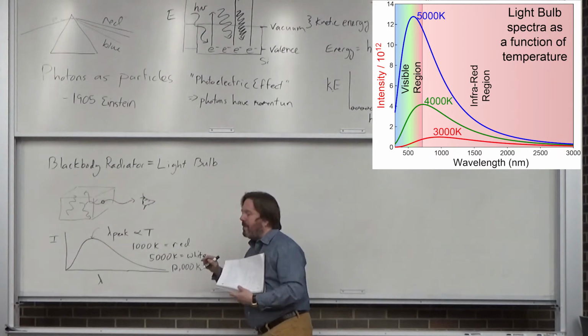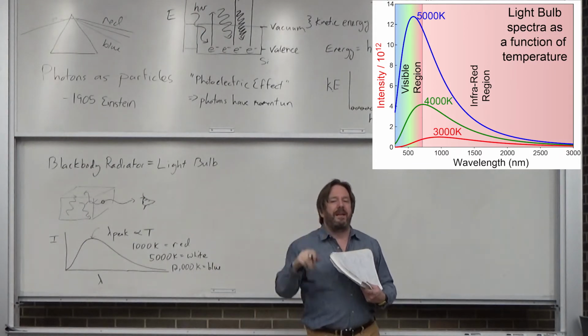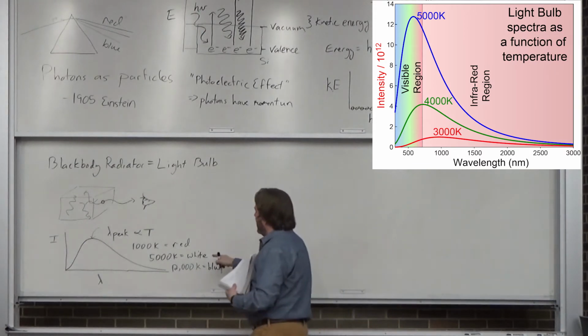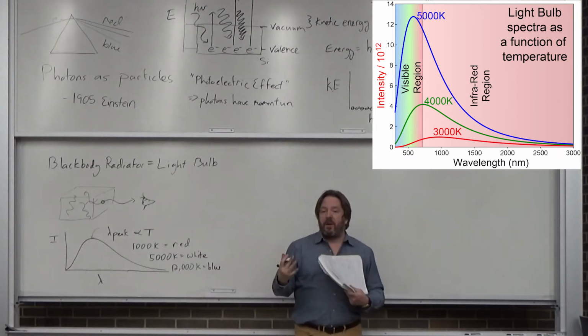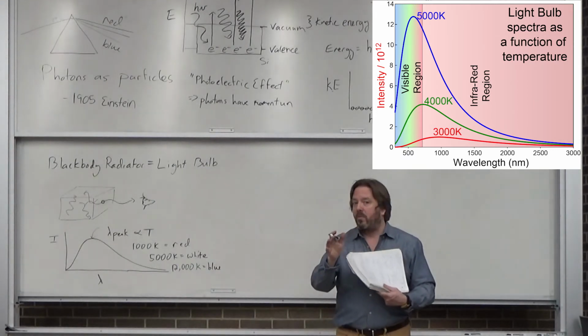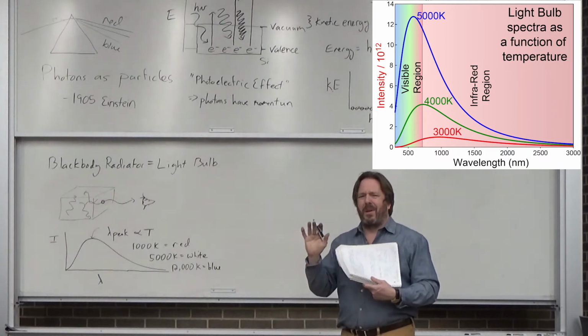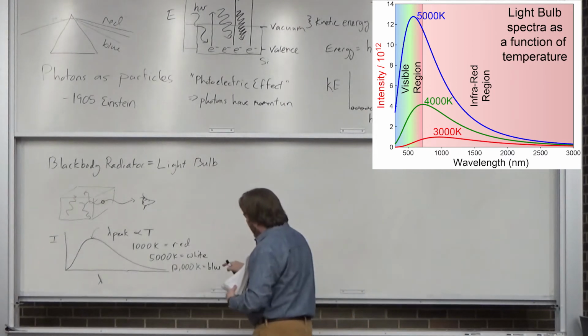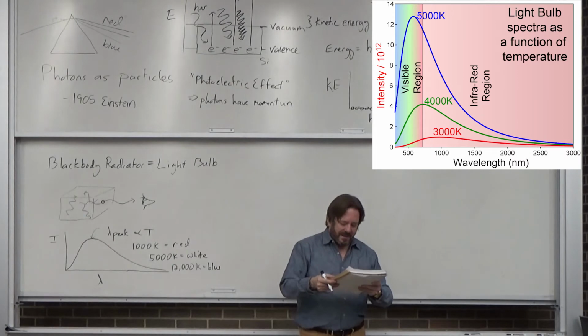In fact, the reason that we make those old-timey incandescent light bulbs out of tungsten is that tungsten is one of the few metals that can go to 5,000 K and not melt. Iron won't do it. Iron will melt. Actually, it melts at like 1,000 K. Anyway, that's why we make light bulbs out of tungsten.